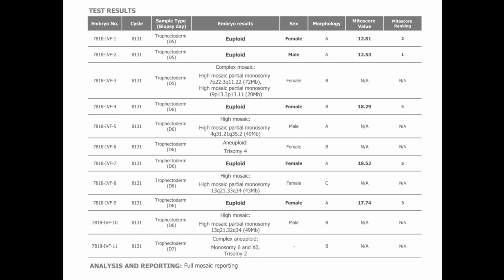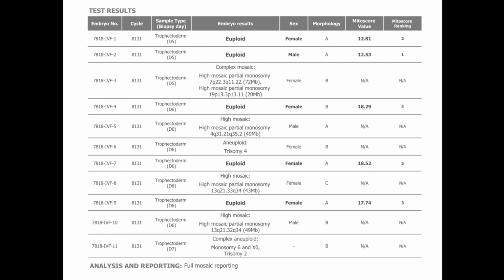Now, when they talk about monosomy and trisomy, monosomy is one copy of a particular chromosome, and a trisomy is 3 copies of a particular chromosome. We're supposed to have 2 of each. So for that complex mosaic, it looks like there was partial one copy of 7P and a partial one copy of 19P. For the high mosaic for embryo number 5, there was a partial one copy of 4Q. And then for the high mosaic for embryo number 8, there was a partial one copy of 13Q.